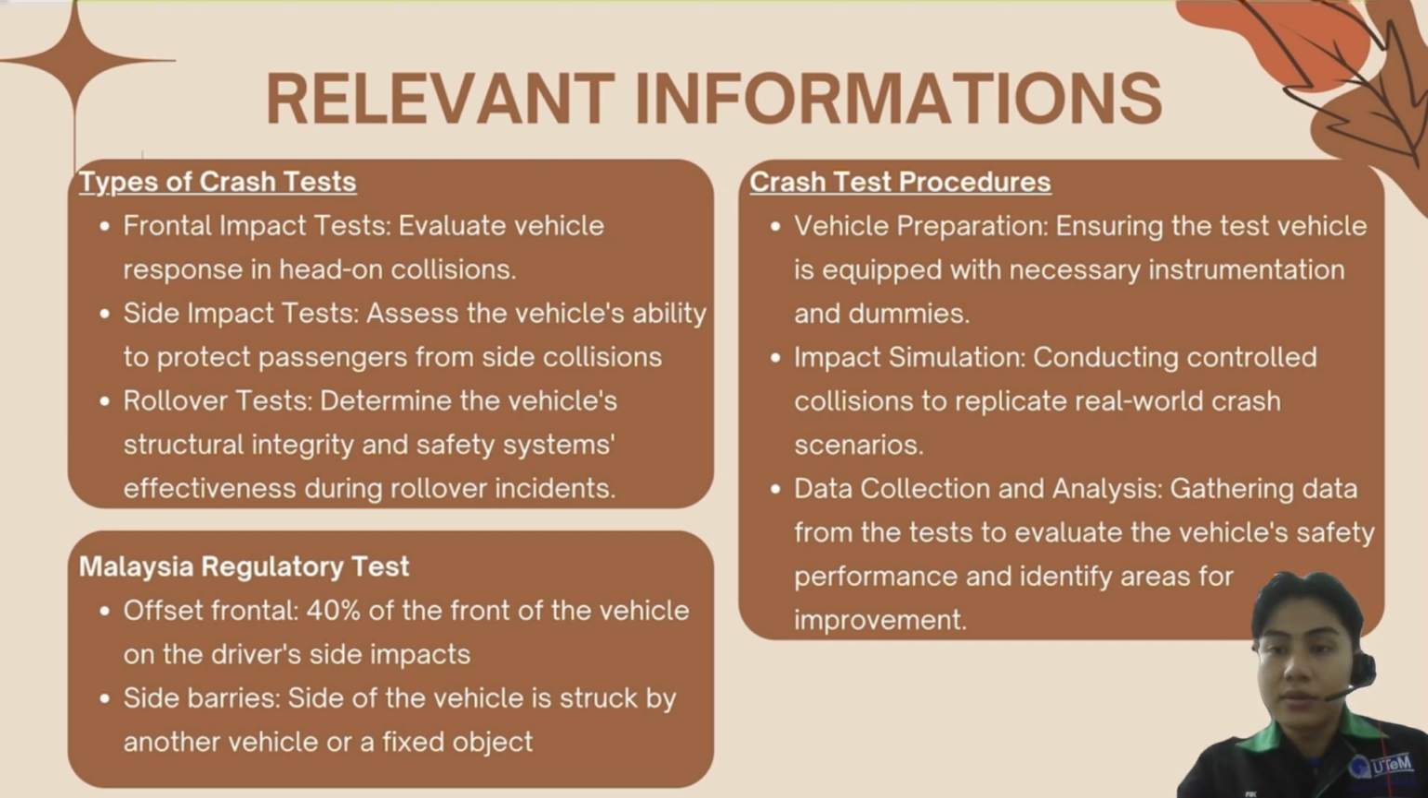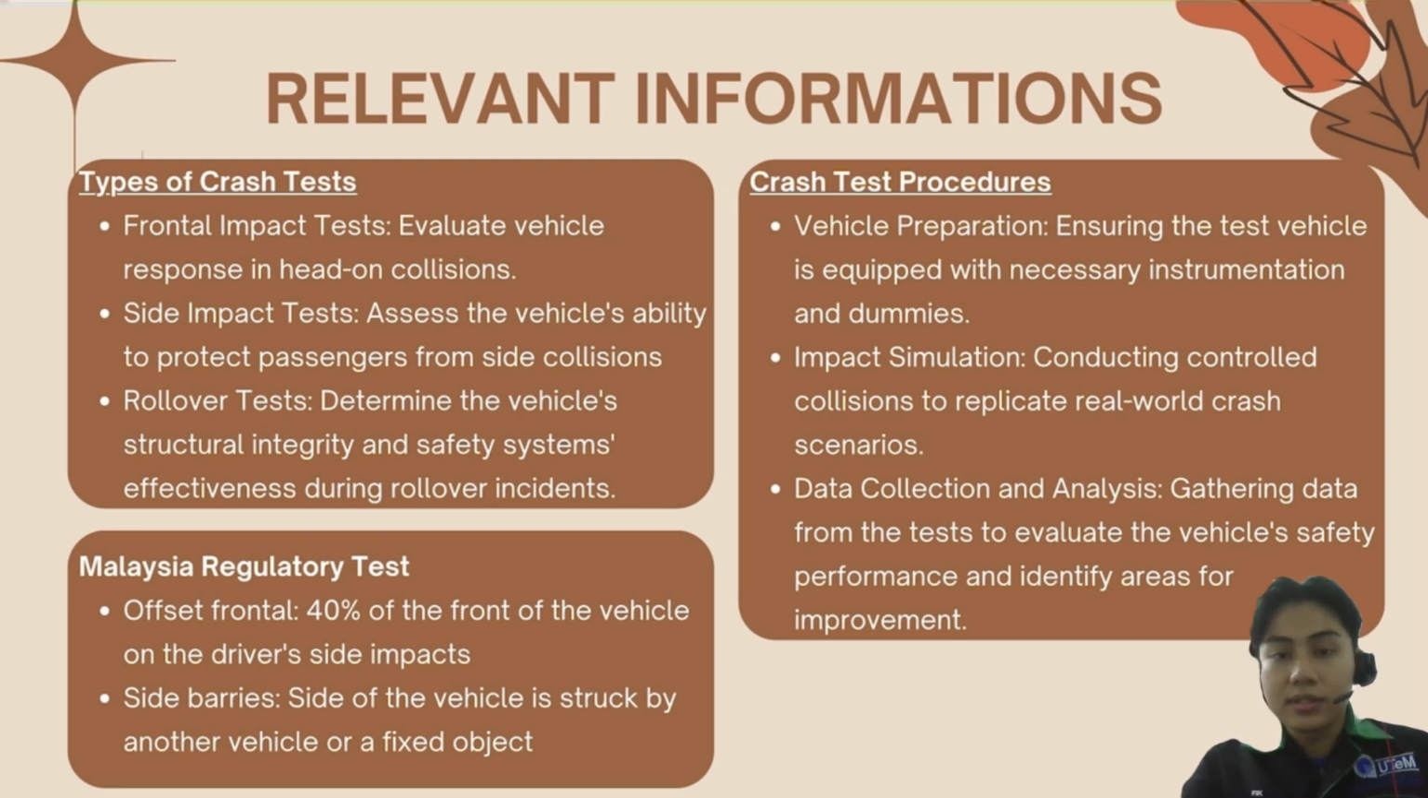And then we go to crash test procedures. The first one is vehicle preparation. It is to ensure the test vehicle is equipped with necessary instrumentation and dummies. The second one is impact simulation. We conduct controlled collisions to replicate real-world crash scenarios. And the third step is data collection and analysis. It is to gather data from the test to evaluate the vehicle's safety performance and identify areas for improvement.